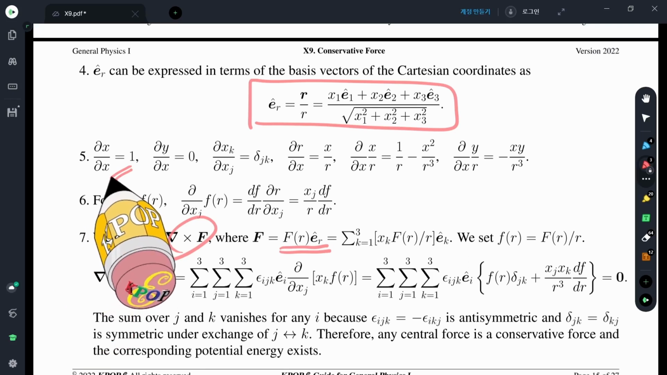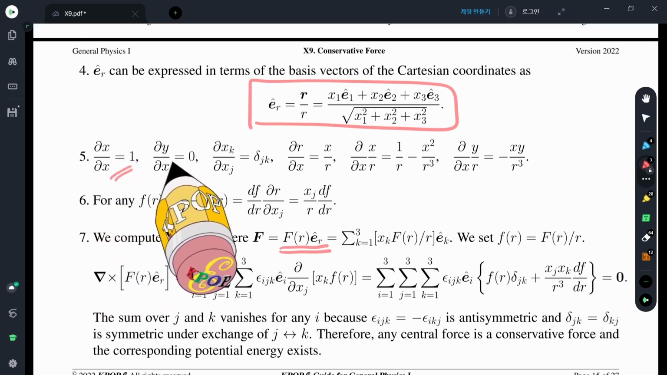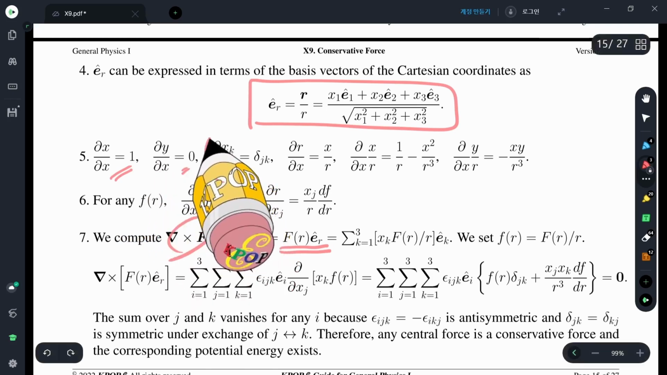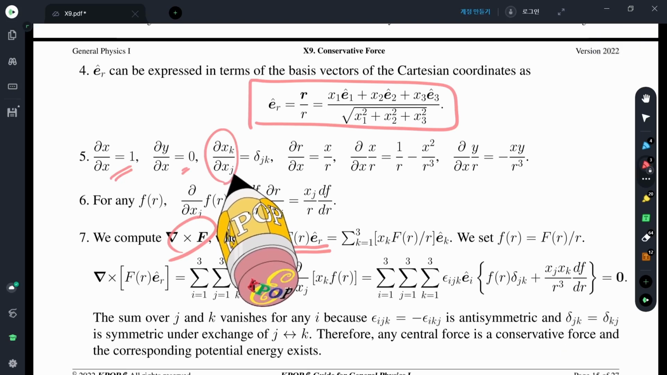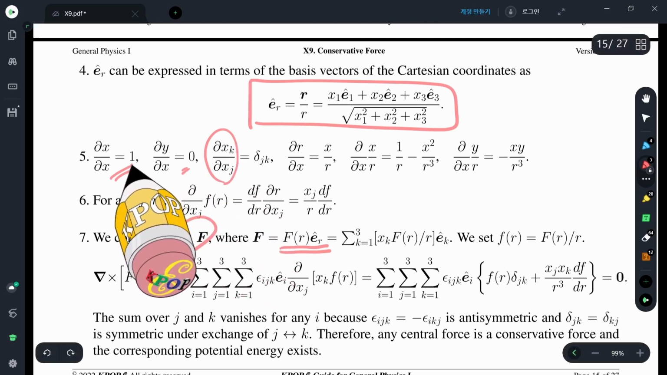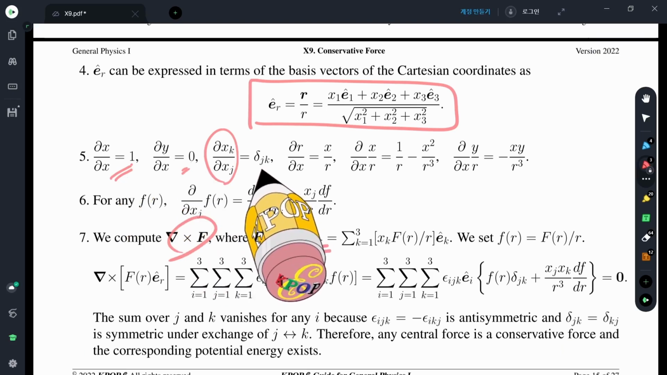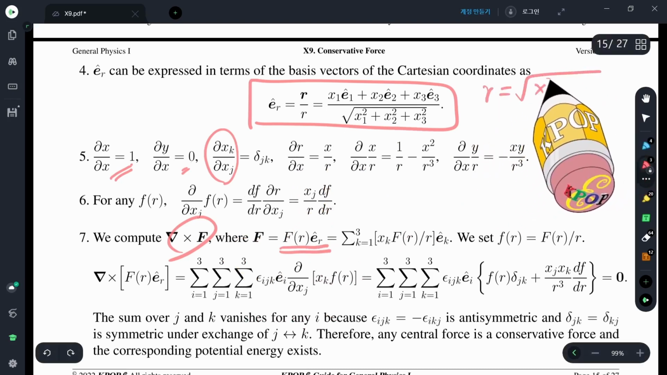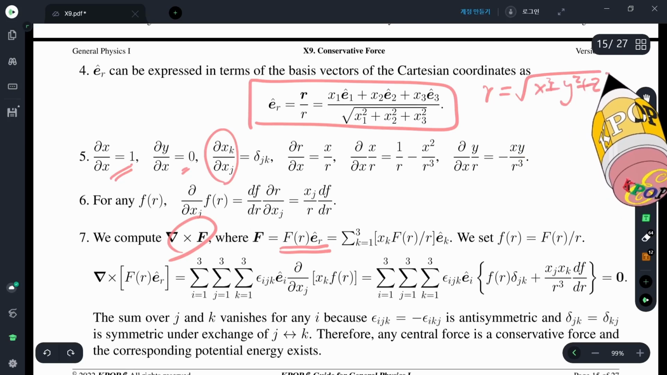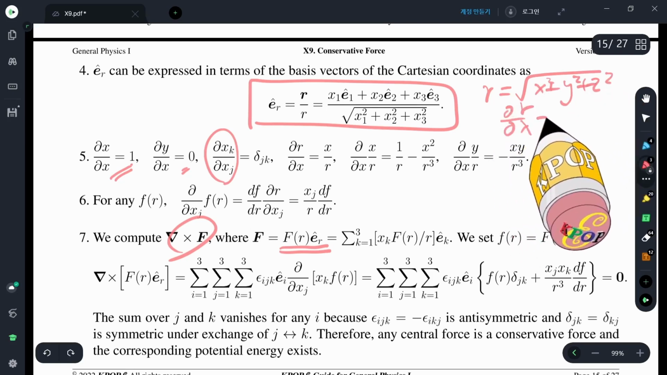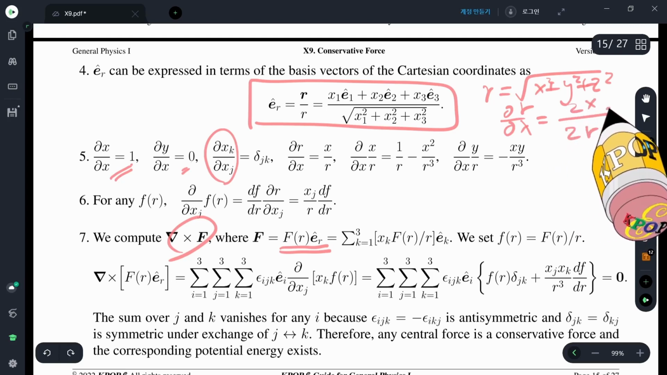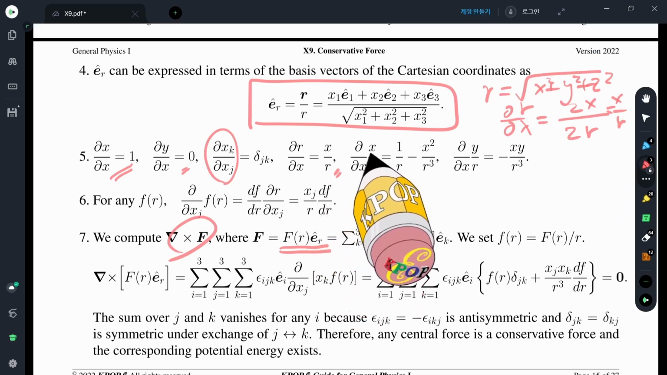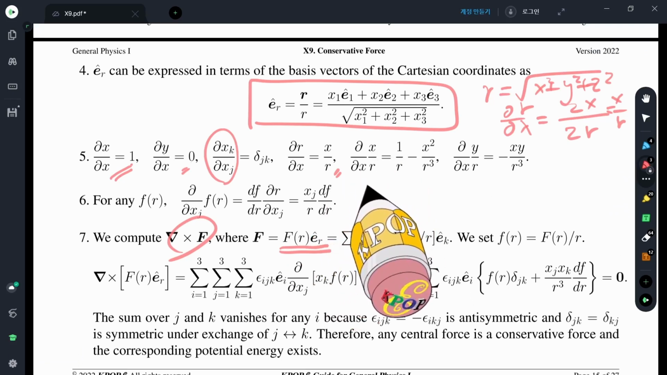The partial derivative of x with respect to x is 1. The partial derivative of y with respect to x vanishes. So for k and j, if they are the same, it is 1. If they are different, it becomes 0. So it is the Kronecker delta. If the radius r is the square root of x squared plus y squared plus z squared, then the derivative becomes 2x over 2r, so x over r, right? What happens to the derivative of x over r?